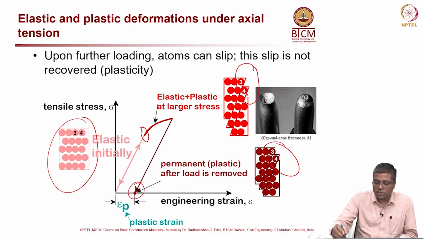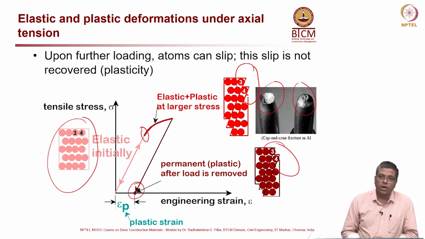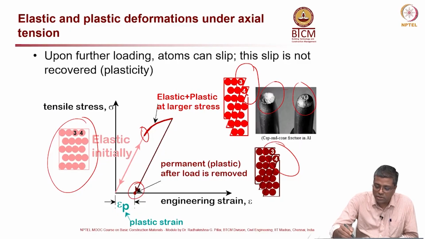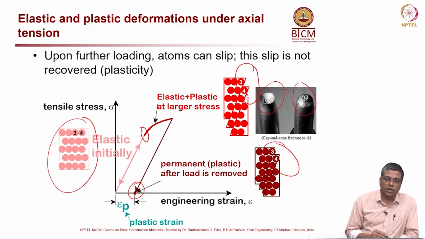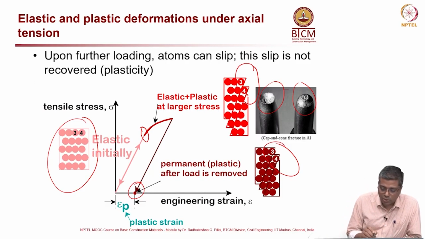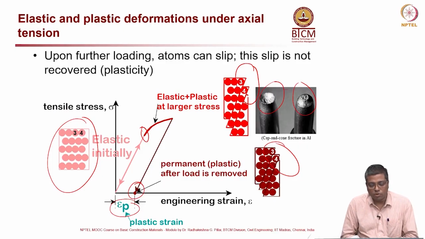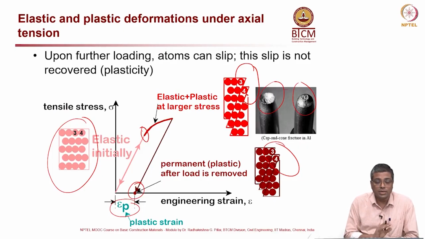Typically you can see this picture, this photograph here, with that inclined shape or cup and cone behavior. It is mainly because of this slipping happening at about 45 degrees in typical cases. Okay. Now, from this sketch we can get the plastic strain, where epsilon p here indicates the plastic strain. That means that much deformation is permanent deformation. Okay. Even after unloading, it does not come back to the origin of the curve. So, that is the permanent deformation.